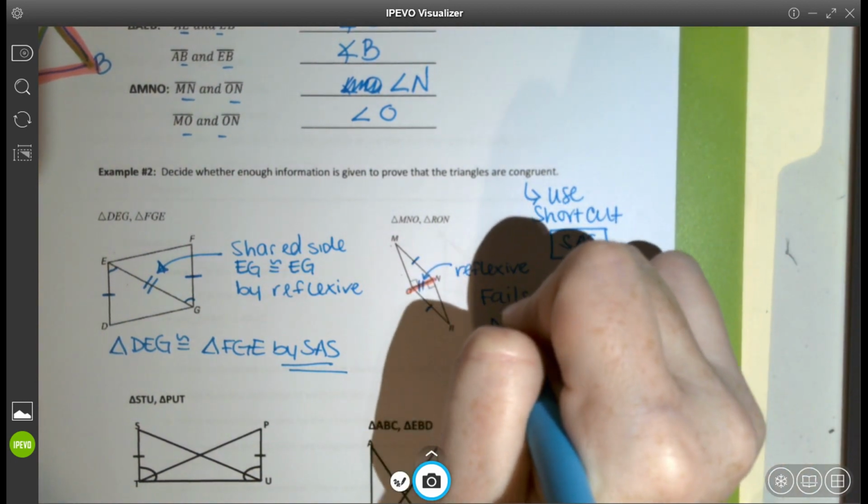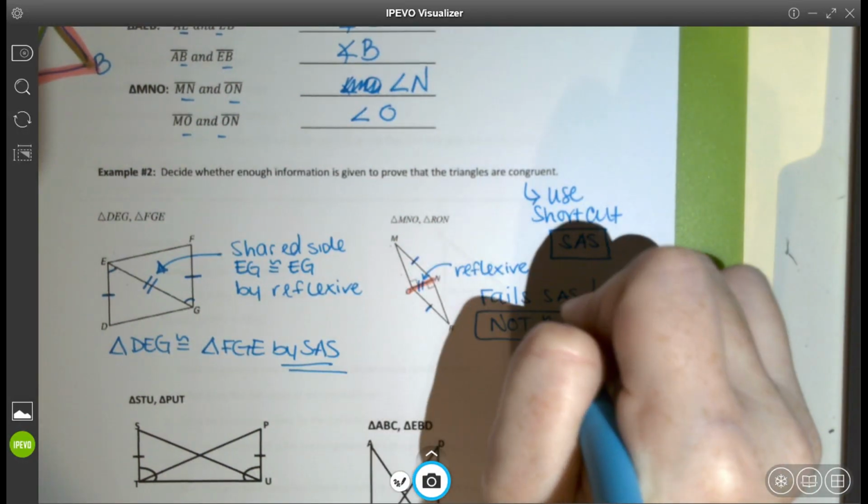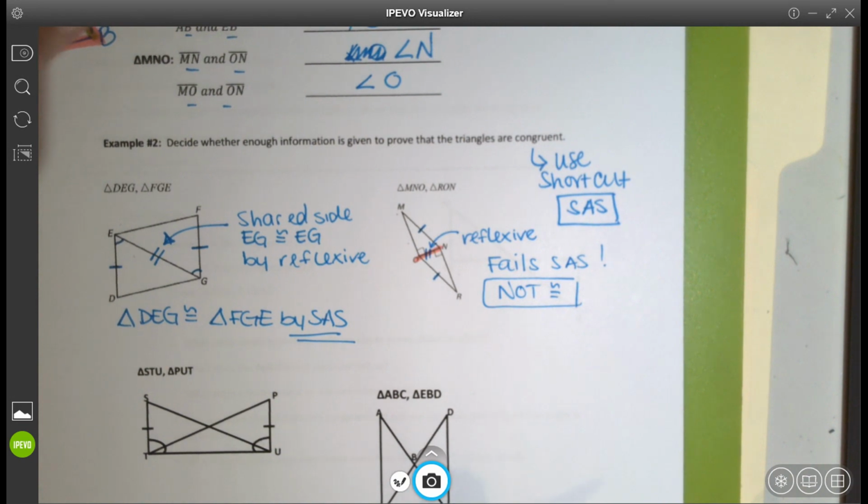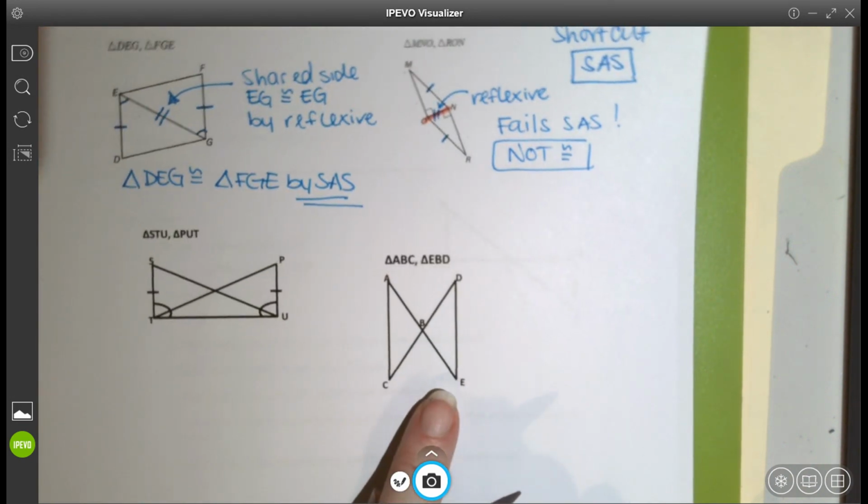So I'm going to say not congruent. That would be my final answer for that problem. All right, let's look. I'm going to jump down to this problem right here first.